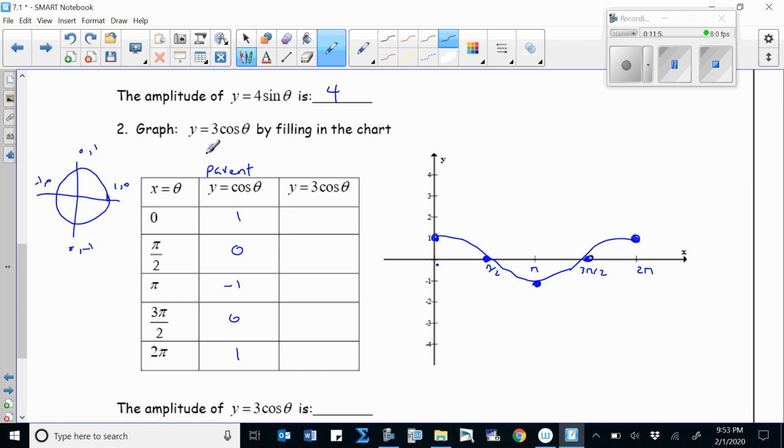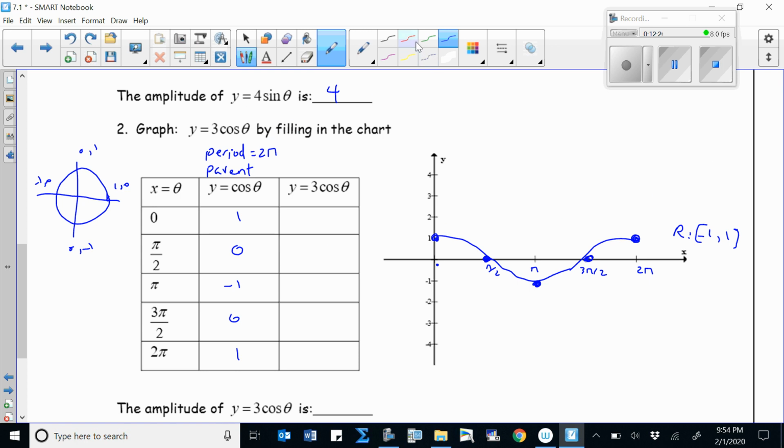Again, the period of this function is the distance, or actually the number of degrees or radians that it needs to complete one cycle, and that is 2 pi. So the period of this function is 2 pi. The range of the function is from negative 1 to 1, because the lowest point is negative 1 and the highest point is 1.